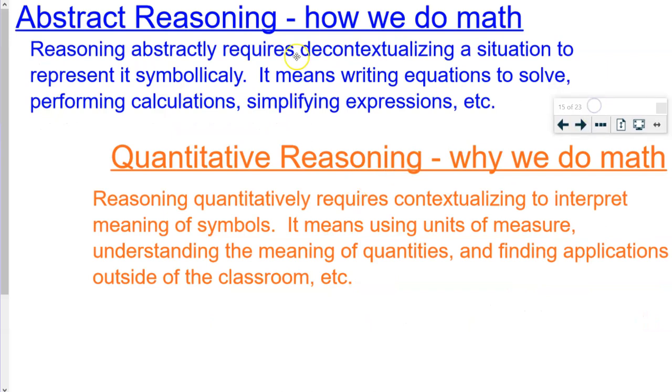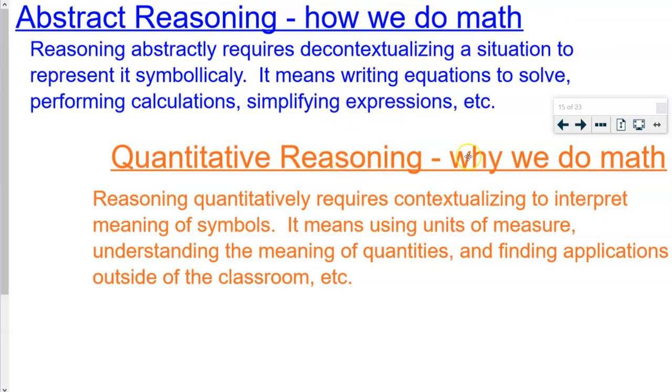So again, we're not writing this down yet. I promise I'll get to the point where you will be writing something down, but I just want you guys to be paying attention right now. So abstract reasoning is how we do math. Reasoning abstractly requires decontextualizing a situation. That's a really big word, saying don't worry about the story, just solve the problem. Don't worry about the situation, don't worry about the units of measure, just do the steps and solve it. We represent it symbolically when we're decontextualizing. That means we're writing equations to solve, we're performing calculations, we're simplifying expressions, etc.